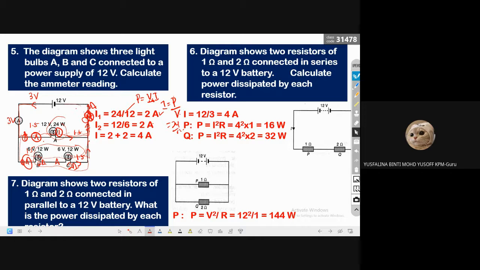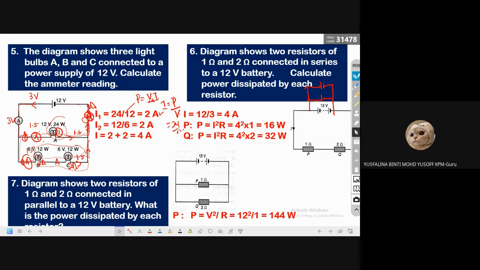Okay, the diagram shows two resistors of 1 ohm and 2 ohm connected in series to a 12 volt battery. Usually we put 12 volt because you already know if you put the battery in parallel, the amount of voltage is the same. Let's say I put 12 volt, 12 volt, 12 volt like this, you will still get only 12 volt because this is parallel. So parallel, the voltage is the same. So 12 volt, that is the example.